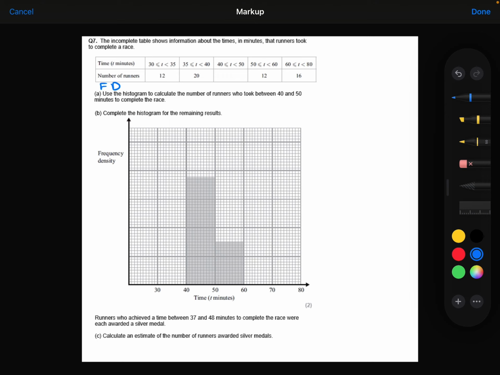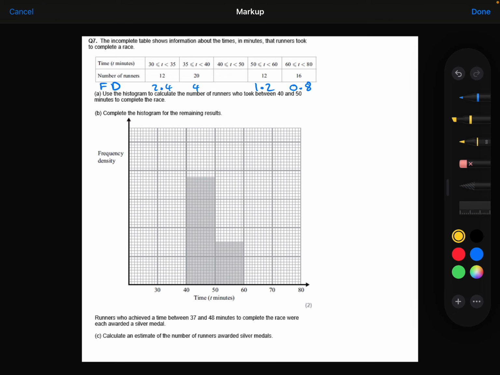So for the first interval, we've got the frequency 12 divided by the width, which is 5. 12 divided by 5 is 2.4. Next, we've got 20 divided by 5, which is 4. We'll come back to the next one, we're not sure about that yet. Next, we've got 12 divided by 10, which is 1.2. And then finally, we've got 16 divided by 20, which is going to be 0.8.